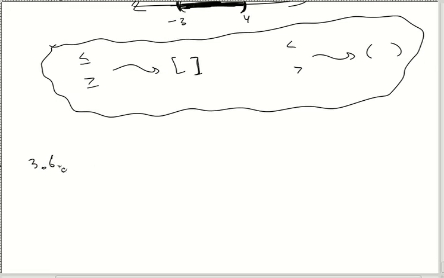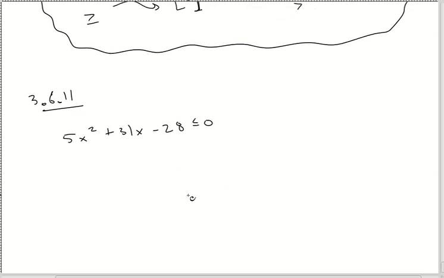It's 3.6.11. So I've got 5x squared plus 31x minus 28 is less than or equal to 0. Same kind of thing here. I'm wanting to say, can I factor this? Can I solve for x? How am I supposed to do that? Well, I'm going to use the quadratic formula. What? Why all of a sudden the quadratic formula? Where did that come from?